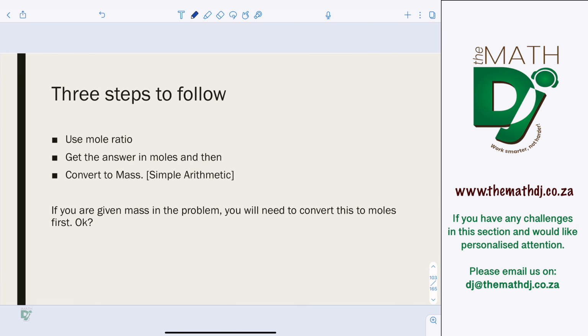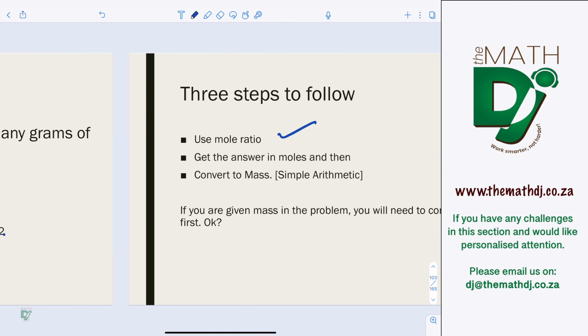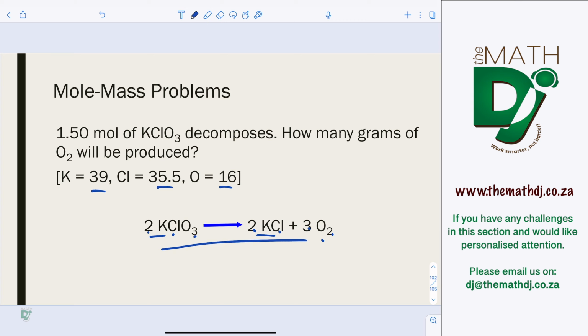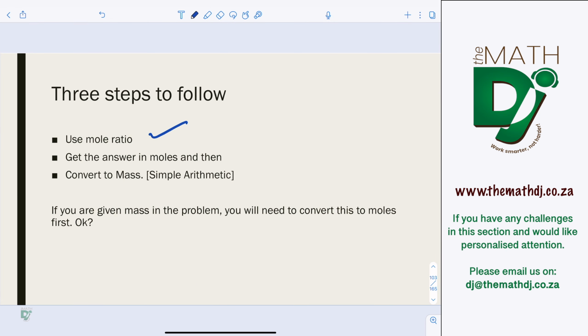So there are 3 steps to follow. First, use mole mass ratios. Since we are already given the moles here, we compare this one and this one. So it will be 2 to oxygen, so it's 2 to 3. Then get the answer in moles and then convert into mass.